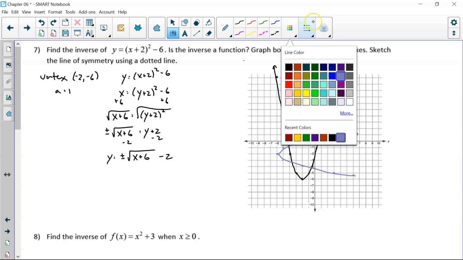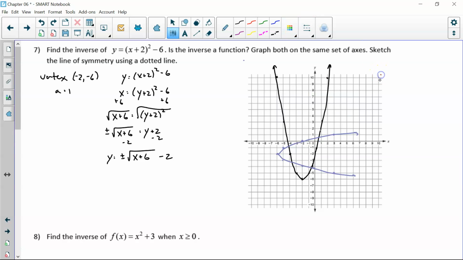If you did want to see that line of symmetry for the two, it's still going to be at y equals x. It's always going to be at y equals x. That's the line of symmetry for the inverses. And just take a note that the inverse is not a function.